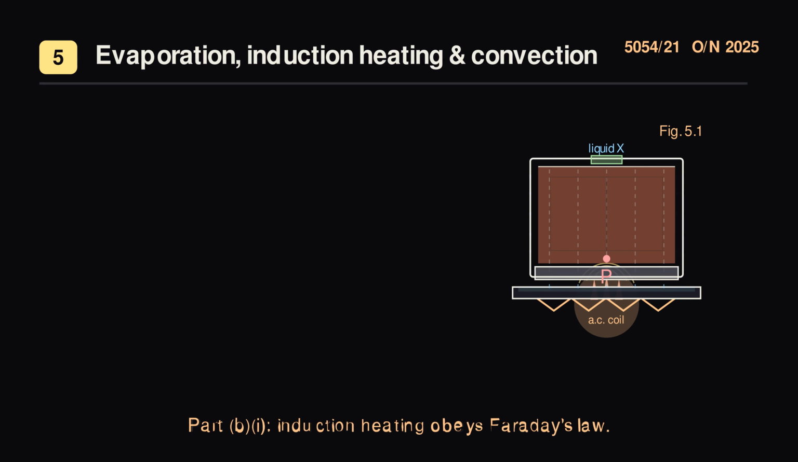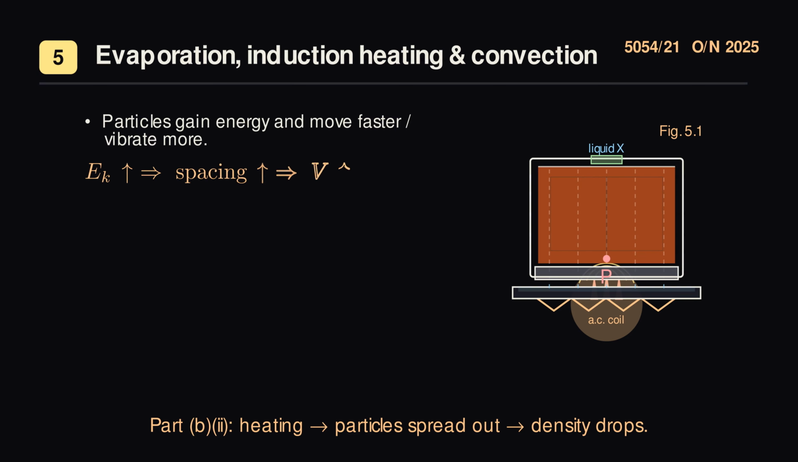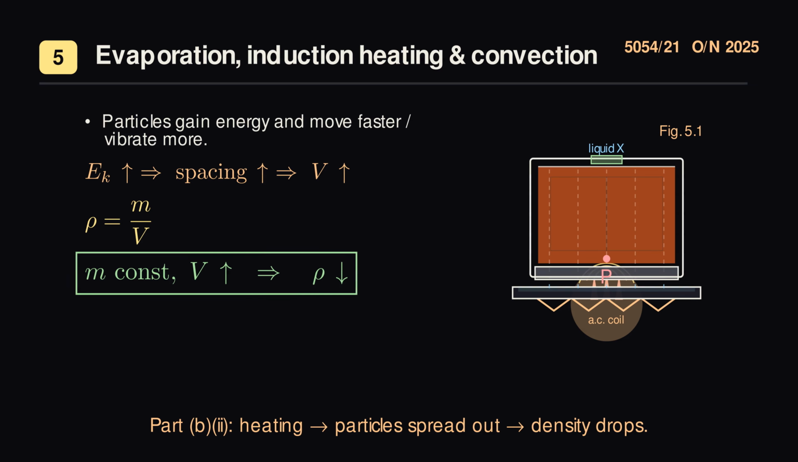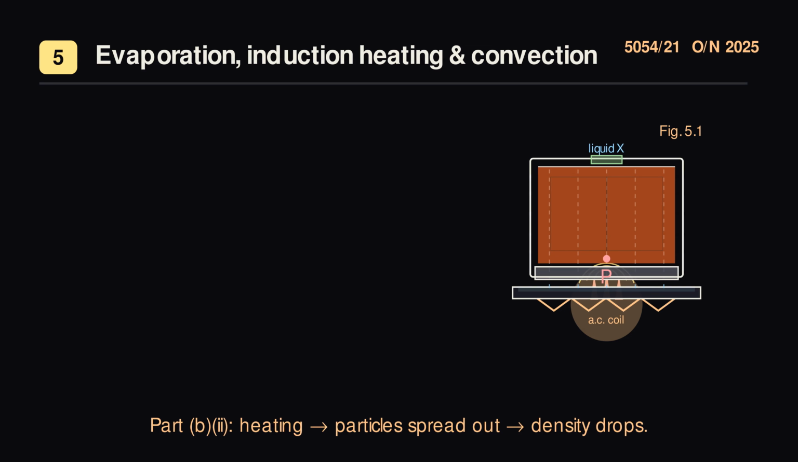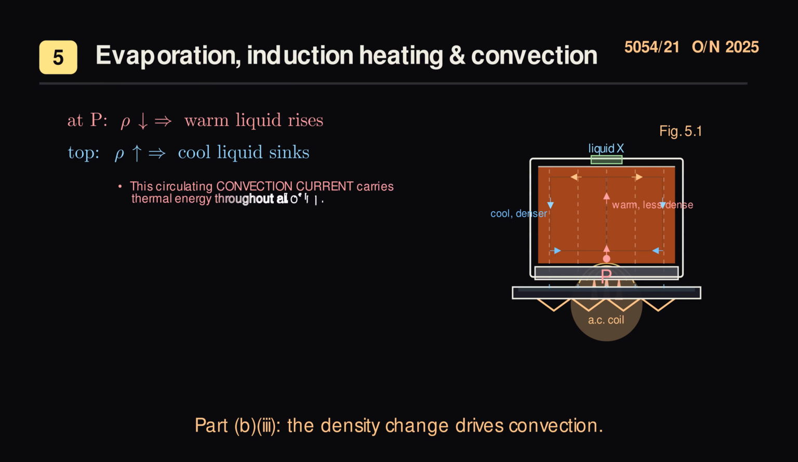Part B, Part 2. Heating gives particles more kinetic energy. They move further apart, so the same mass occupies a larger volume and the density decreases. Part B, Part 3. Warm, less dense liquid at P rises. Cooler, denser liquid sinks to replace it, a convection current that spreads thermal energy through all of liquid X.